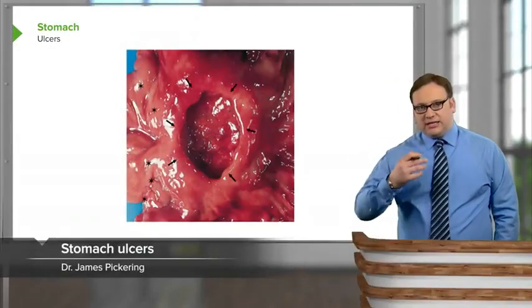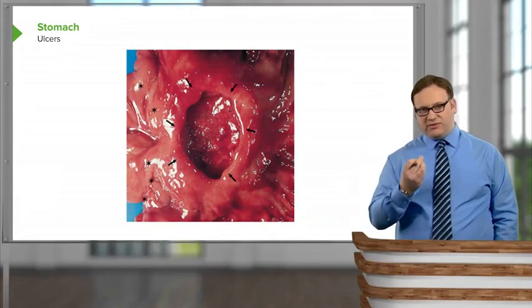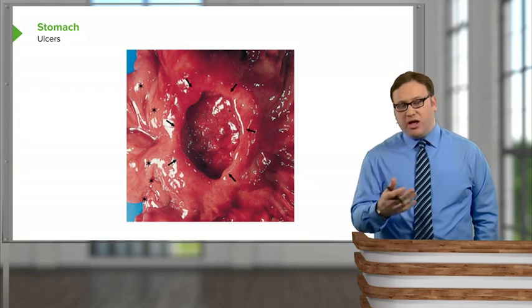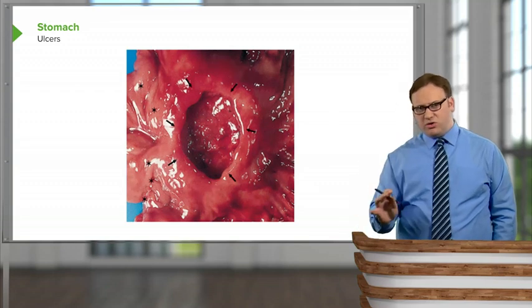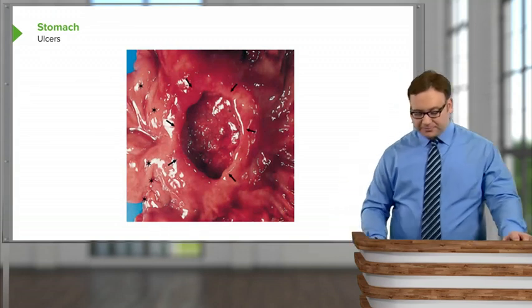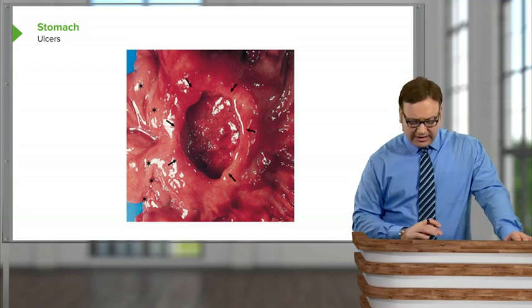You've got these acid-producing cells, these parietal cells, creating acid within the lumen of the stomach. The problem is that the acid could burn away, could destroy the mucosal lining of the stomach. And in the diagram, we can see what is a gastric ulcer, an ulcer within the walls of the stomach.